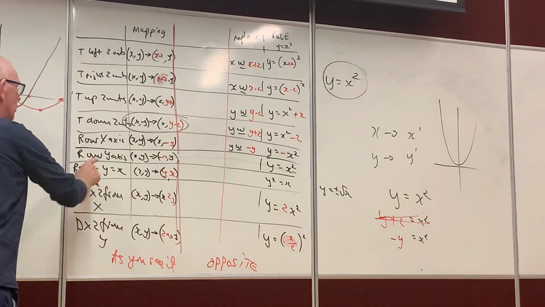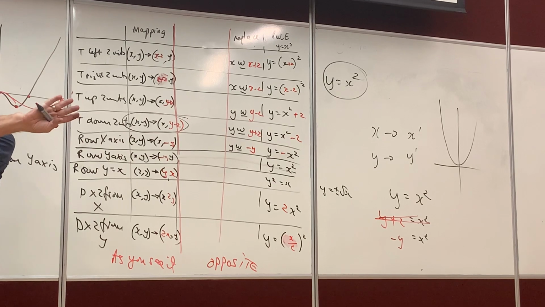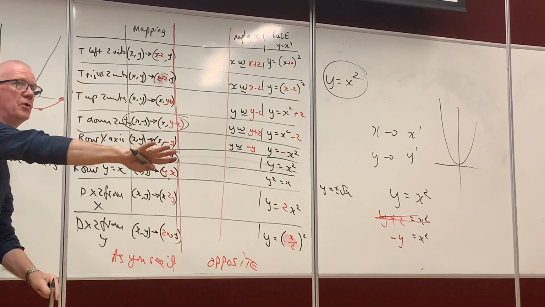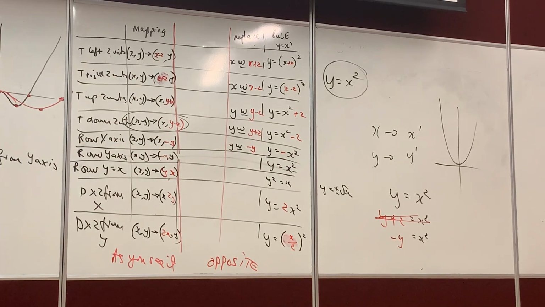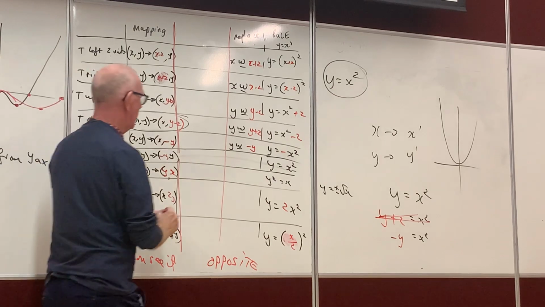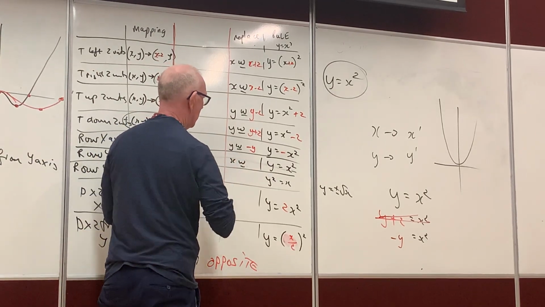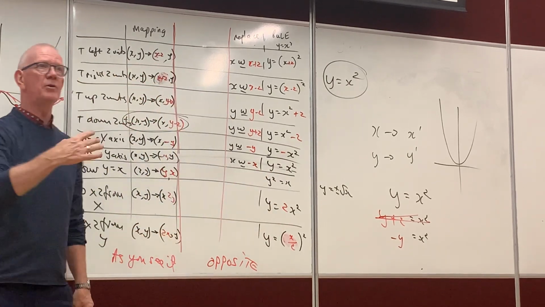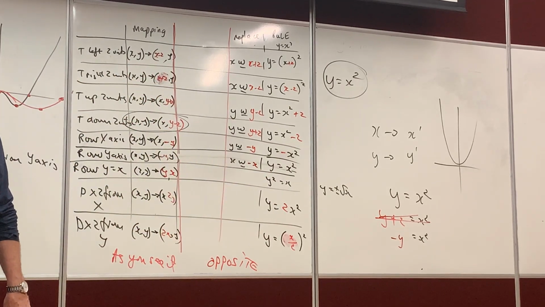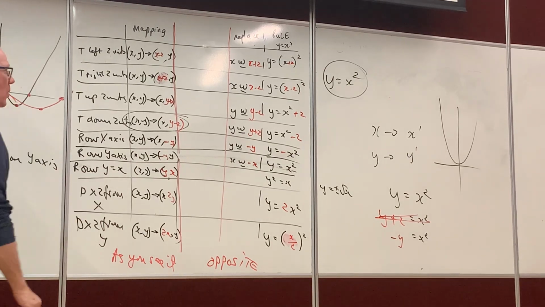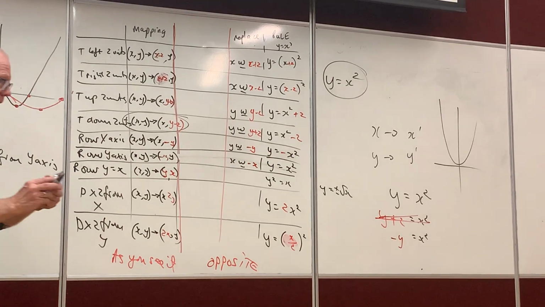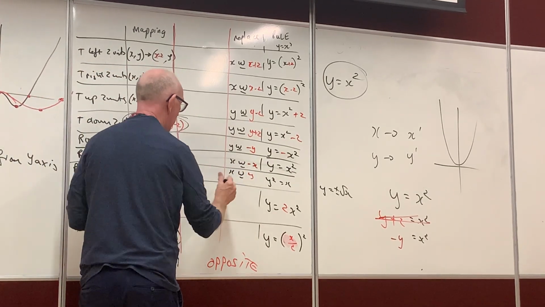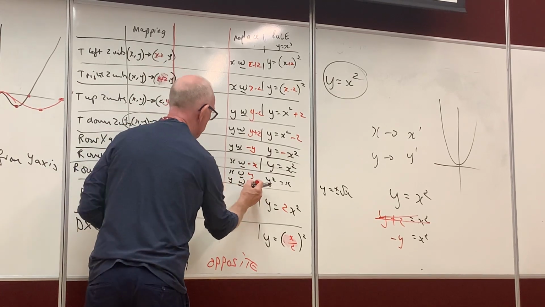So if I reflect over the y-axis, what changes? X becomes negative x. If x was 2, it now becomes negative 2. If x was negative 1, it now becomes positive 1. So I'm going to replace x with minus x. But of course, minus x all squared gives you positive x squared. If we reflect over the line y equals x, what do we replace with what? X with y, and we replace y with x.